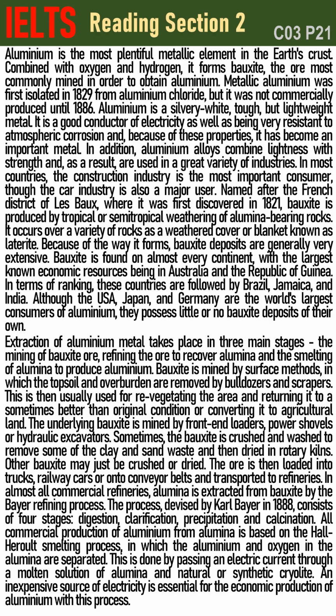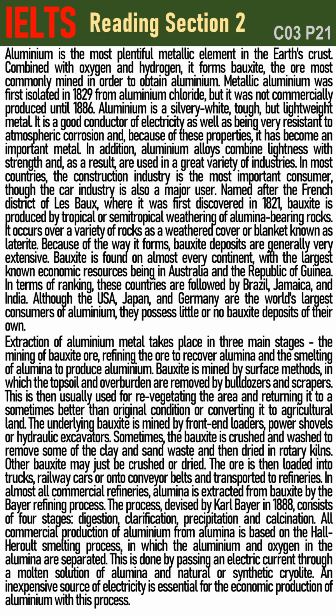Bauxite is found on almost every continent, with the largest known economic resources being in Australia and the Republic of Guinea. In terms of ranking, these countries are followed by Brazil, Jamaica, and India. Although the USA, Japan, and Germany are the world's largest consumers of aluminium, they possess little or no bauxite deposits of their own. Extraction of aluminium metal takes place in three main stages: the mining of bauxite ore, refining the ore to recover alumina, and the smelting of alumina to produce aluminium.